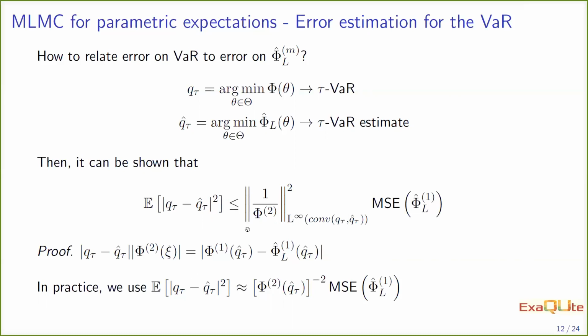In practice, though, for estimating this constant, instead of actually looking for the L infinity norm on this interval, we just evaluate this second derivative at the current quantile estimate, since we expect the quantile estimate to be close to the quantile and this interval to be small. We find this to be satisfactory in practice. That concludes the error estimation section. Now we move on to the adaptive strategy.